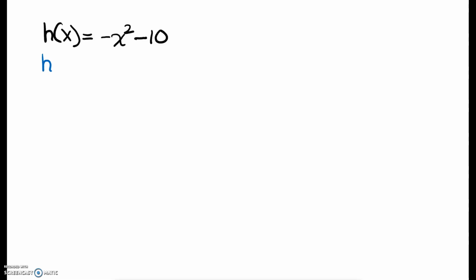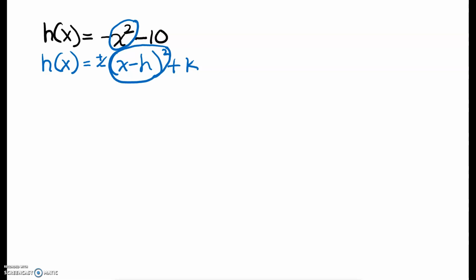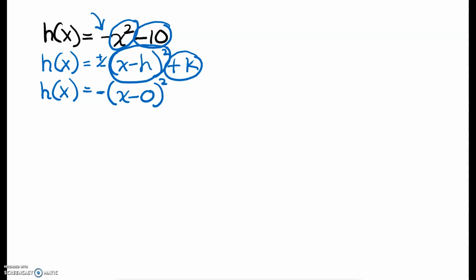All right, so for this one, h of x, we need to make sure that we have it in the right form. (x minus h) squared plus k. Okay, so this is my squared term, and this is my squared term here. Okay, so I have nothing that I'm subtracting from x before squaring it. So I am going to put, in parentheses, x minus 0 squared. All right, so this is a negative, so instead of choosing the positive, I'm going to put the negative out in front. But now I'm supposed to be adding a k, but I'm really subtracting 10. So I'm going to change this to a plus negative 10.